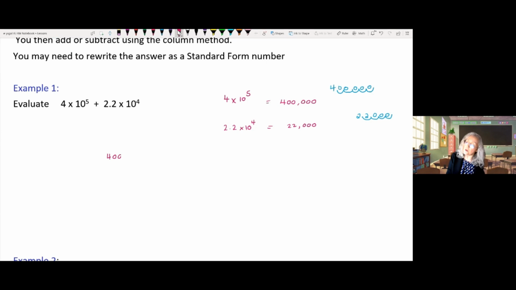So I'm starting with 400,000 and I've got to add on 22,000. That gives me 422,000. And now I'm going to write that one back in standard form. So back in standard form, that would be 4.22 multiplied by 10. And then let's just see, the decimal point would need to be here. So it's 1, 2, 3, 4, 5. So it's 4.22 multiplied by 10 to the power of 5.